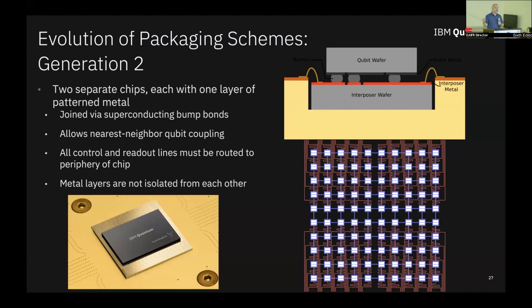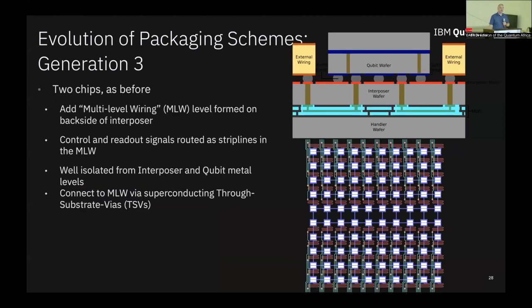When we get down to the details of the processors, our Falcon processors are made in this generation 2 packaging, our 27 and 65 qubit devices. The most recent generation that we just released earlier this year is what we call our generation 3 packaging. And here we've added 3 key new features. One is in the qubit chip, we now have superconducting through substrate vias. And it's a little bit technical, but these let us create Faraday cages around the qubits that keep them from broadcasting radio waves through the chips.